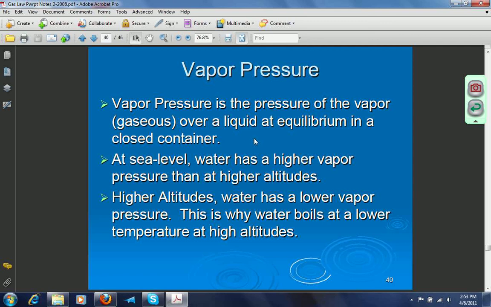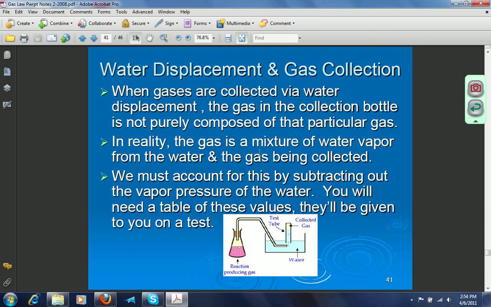Vapor pressure. Vapor pressure is the pressure of the vapor, which is gaseous, over liquid at equilibrium in a closed container. At sea level, water has a higher vapor pressure than it would have at a higher altitude. What that means is at a higher altitude, the water could escape its container much more easily than it could at sea level, because at a higher altitude there's less pressure above the water because there's a smaller column of air. At higher altitudes, water has a lower vapor pressure. This is why water boils at a lower temperature at higher altitudes, because the water can escape whatever it's in much more easily than it could at sea level.